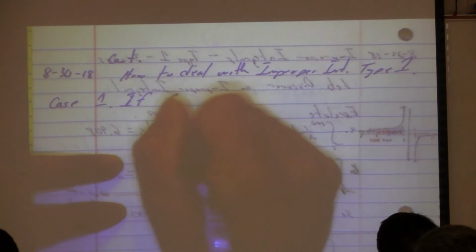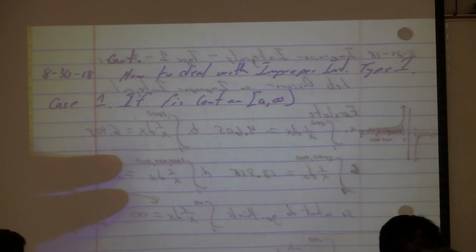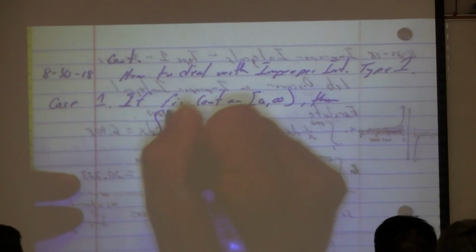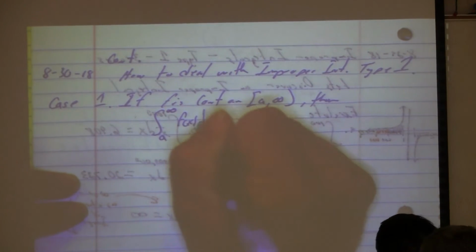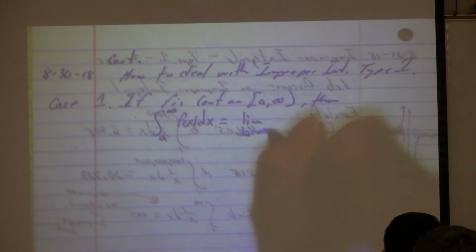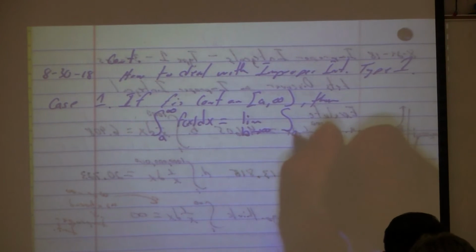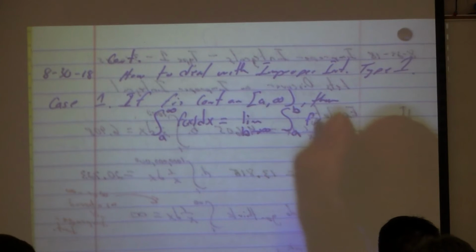All right, so technical stuff. If f is continuous on the closed interval from a to infinity, it has to be continuous in that interval that we're working with, then we can say that the improper integral from a to infinity, which is the form we were exploring yesterday, of that function f of x dx is equal to the limit as b goes to infinity of the integral from a to b of f of x dx.